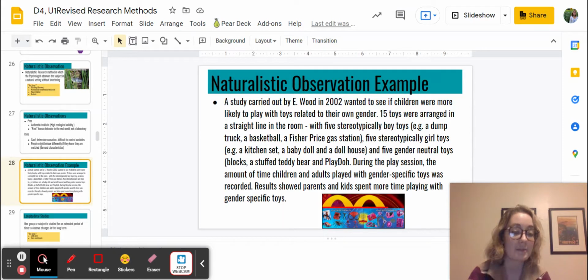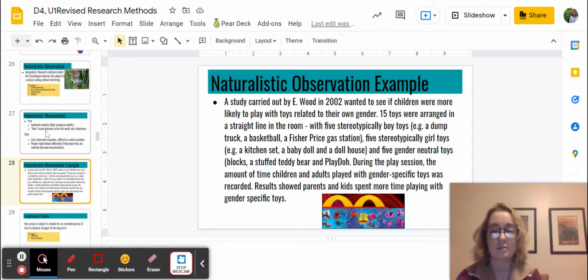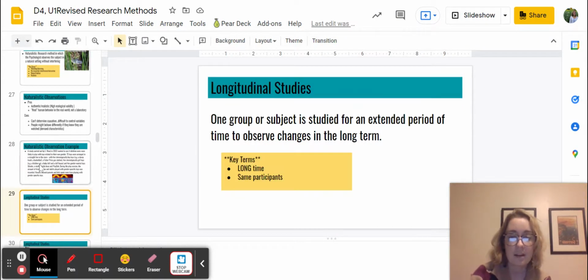Right? So this is naturalistic observation. The kids, they're not necessarily at home, like they were probably brought into a lab to do this, but they're kind of in that natural environment in that they're playing with their parents, they're playing with toys, they're just being watched doing this. They're not being interacted with.